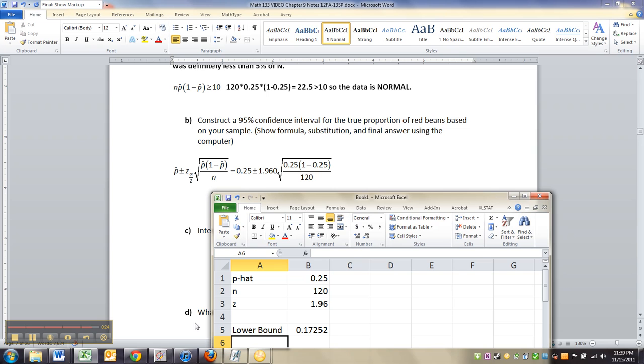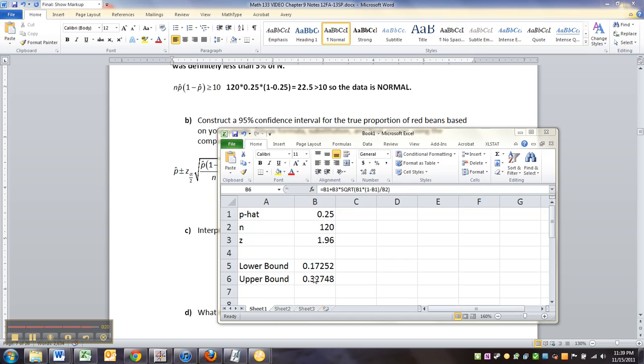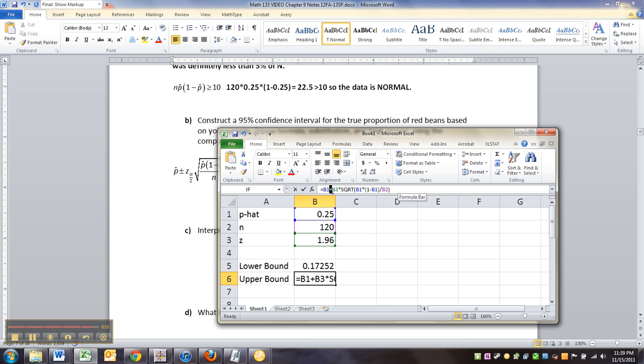And then for the upper bound, there we go. It's the same formula, but with a plus sign right there instead of a minus sign. But other than that, it's the same. And I didn't drag to make it. I retyped it because otherwise the cell referencing wouldn't work. Notice, by the way, that's 17 and 32, just like we talked about at the beginning of the section.